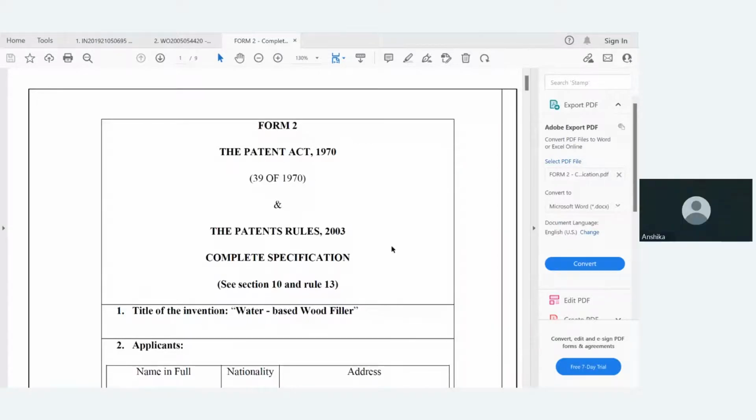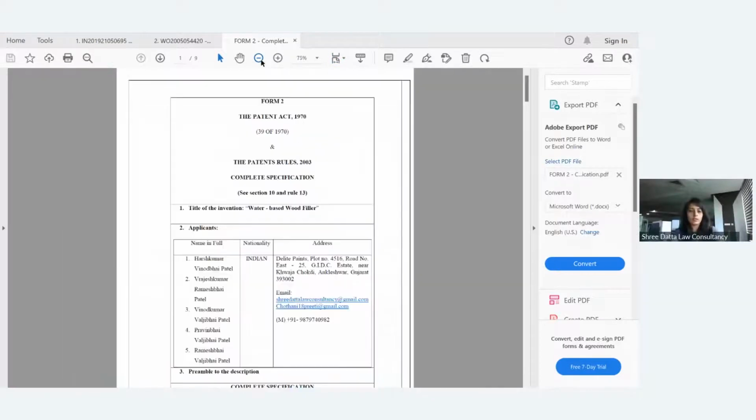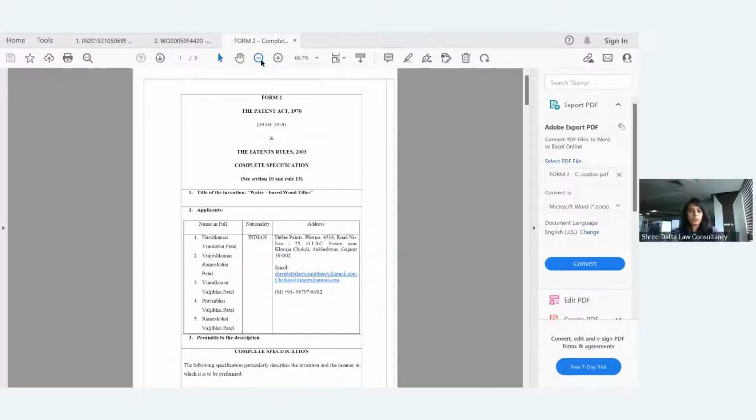Okay. So this is what I have drafted. First you have to prepare Form 2 as such. On the first page of your answer sheet, you have to prepare this Form 2, which covers the Patents Act 1970, 39 of 1970, and Patent Rules 2003. Here generally the complete specification will be there because they are asking for claim drafting. So complete specification, then see Section 13 and Section 10 and Rule 13. The whole thing you have to write down.